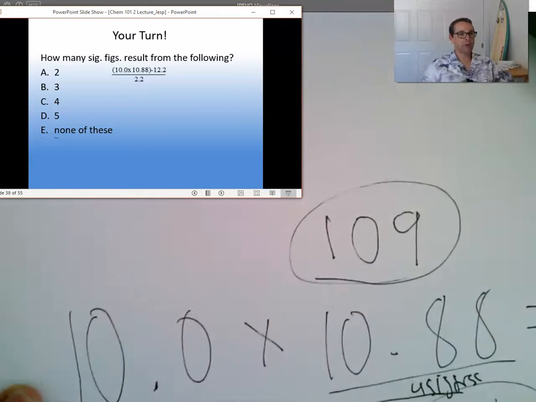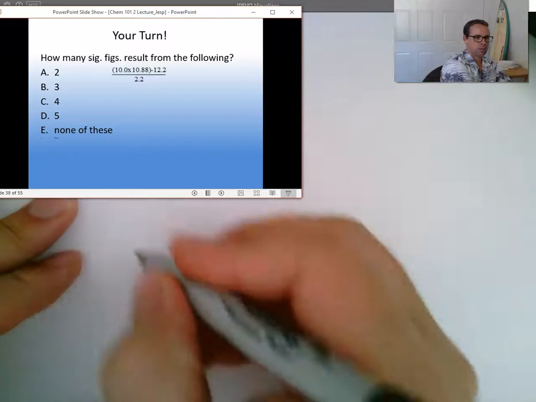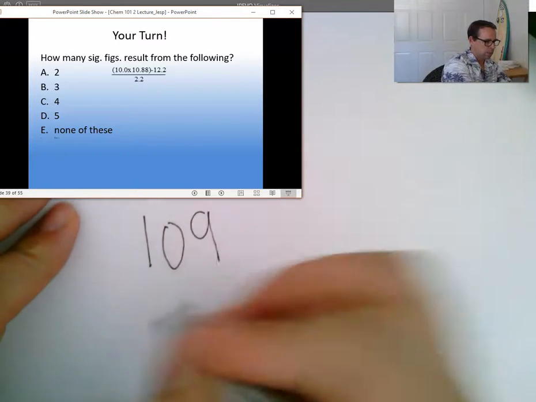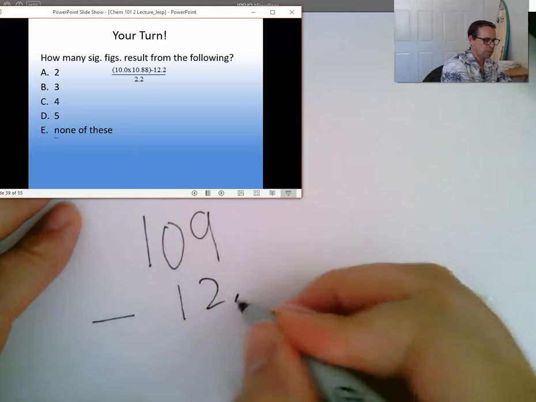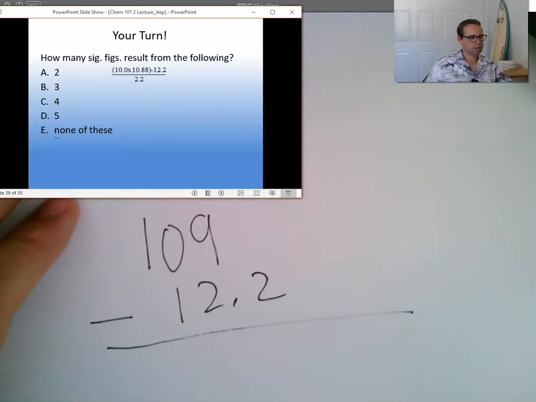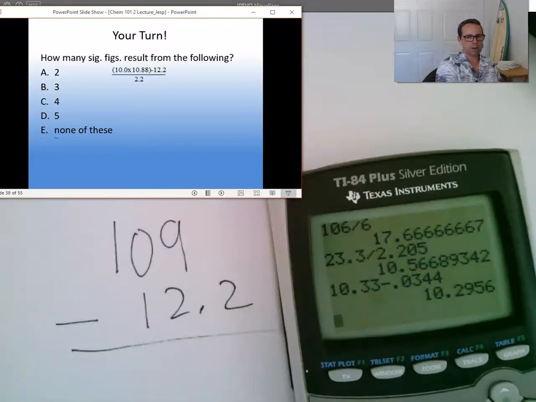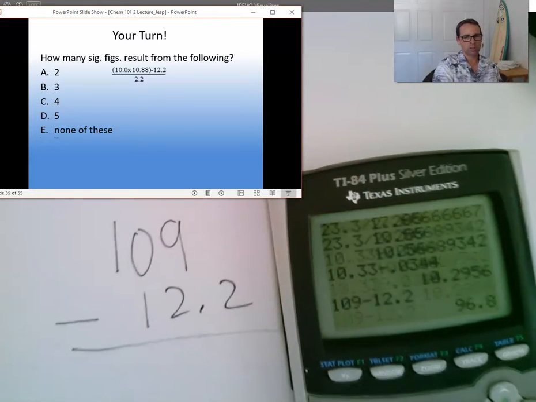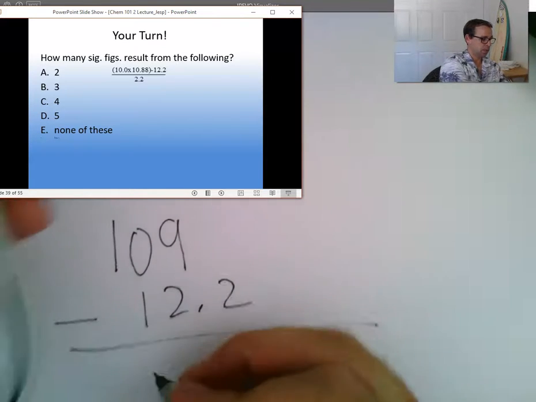Okay, so now the next step is to take 109 and subtract 12.2. So I'm going to make sure I line it up, right? Don't need to spend any extra brain power. 109 minus 12.2. I'm getting 96.8. 96.8.